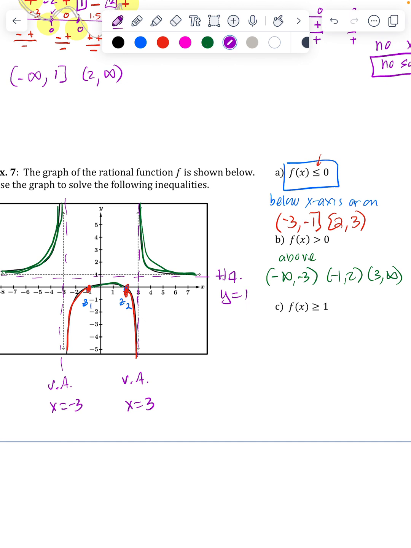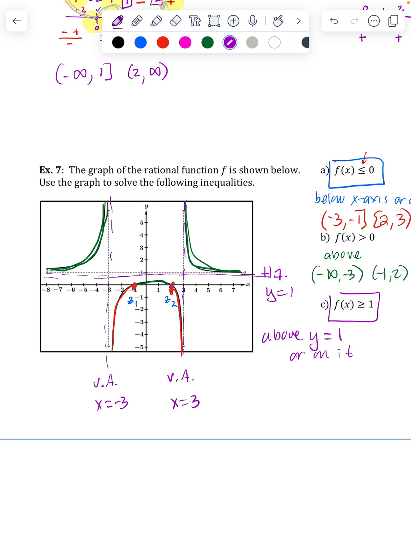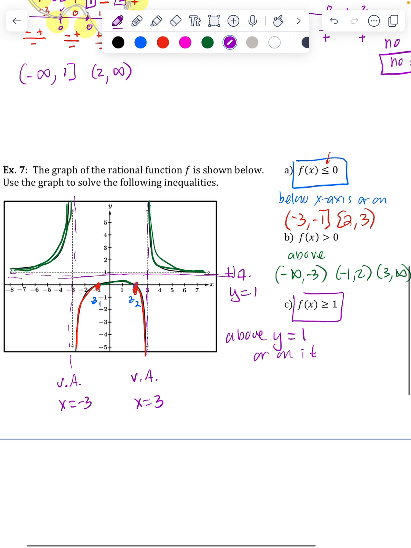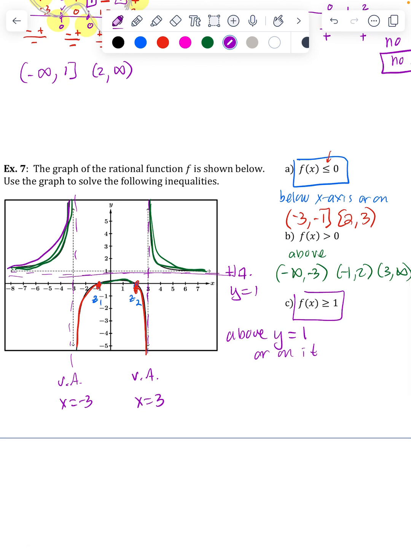And then our last category is, where is this greater than 1? So now you're looking, where is the graph above y = 1 or on it? Okay, well, since that's a horizontal asymptote, it's never actually going to be equal to it, but it is above it in this branch and this branch. This middle part never goes above that. So my answer is going to be from -infinity to that first vertical asymptote. That would take care of this piece. Now to get this piece, I have to go from 3 to infinity.